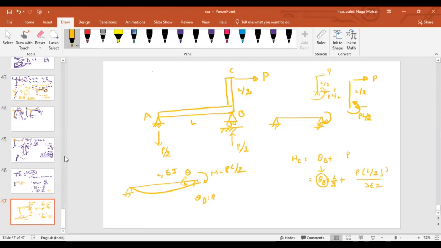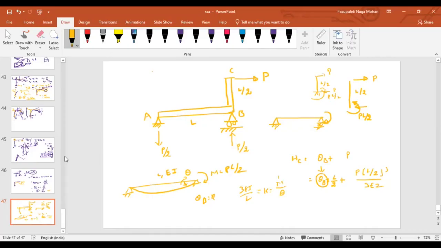If the R end is hinged, then what is the stiffness? 3EI by L, isn't it? So this is the stiffness. Stiffness I can correlate as M by theta.